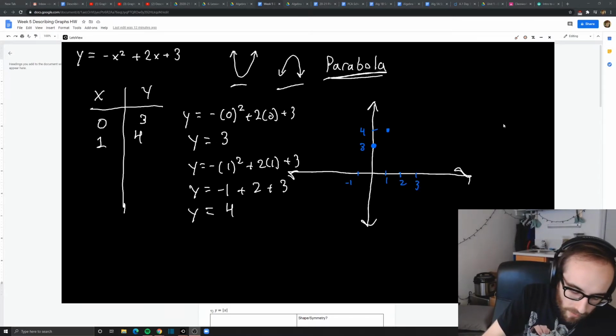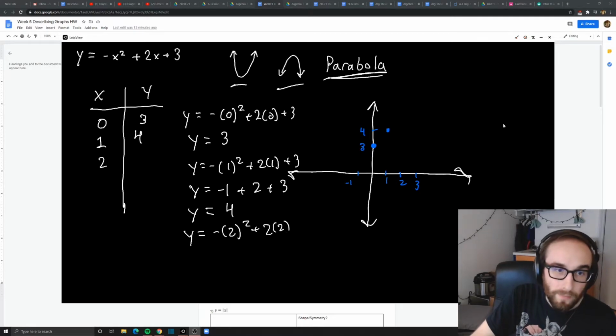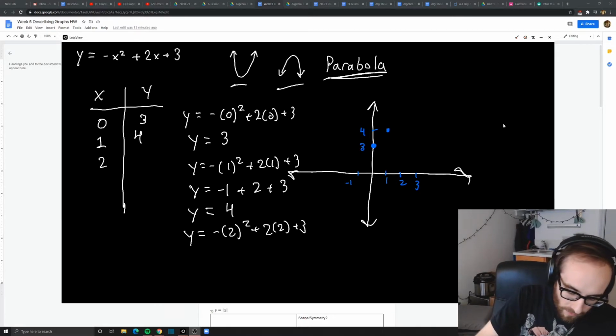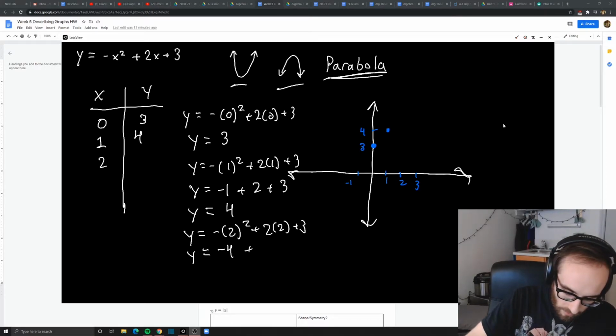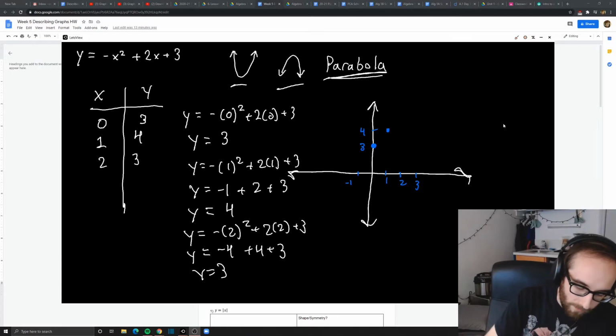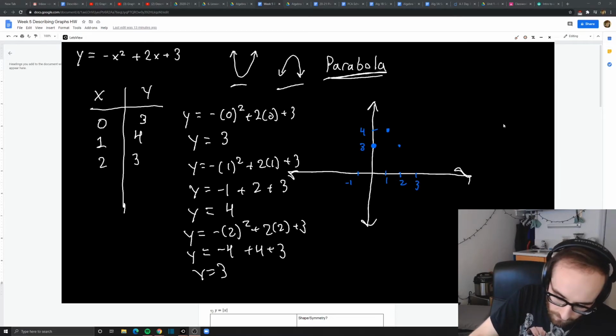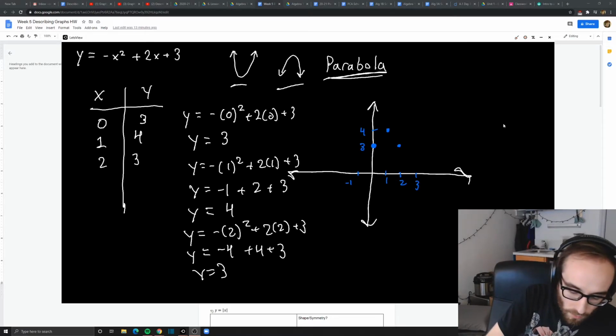Let's keep going. Let's try 2. So y equals negative 2 squared plus 2 times 2 plus 3. So again, we square the 2 first to get 4. Then we have negative 4 plus 4 plus 3. The 4's cancel out to give us 3 for y. So (2, 3) is another point. Okay, let's try a couple more out, 2 more points.